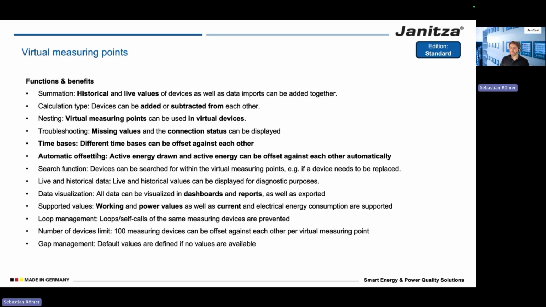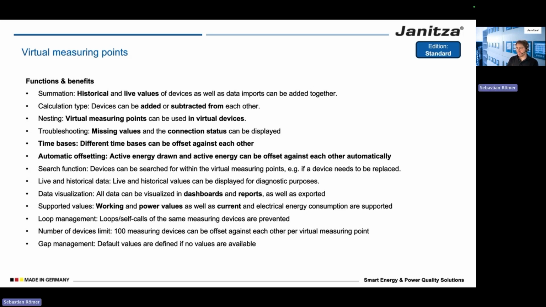Another thing is the automatic offsetting. As you know, some of our devices, on the default settings, calculate the active energy drawn and the active energy supplied, or the consumed active energy and the active energy. And sometimes you want to join these two value types, even if they differ from each other from the GridVis side. So we have a functionality to bring these two energy types together and calculate the sum automatically.